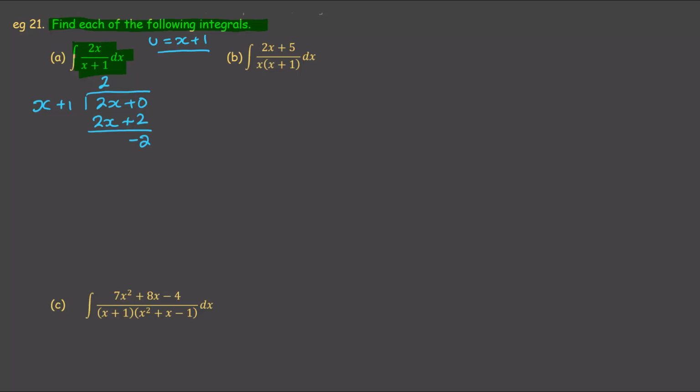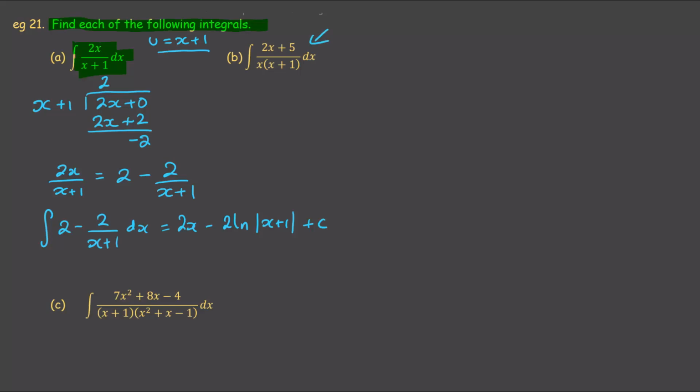So what we can do is write the 2x over x plus 1 as 2 take away 2 over x plus 1. So when we're integrating 2x over x plus 1, we can just integrate 2 take away 2 over x plus 1, and that would give us 2x take away 2 ln mod x plus 1 plus a constant.